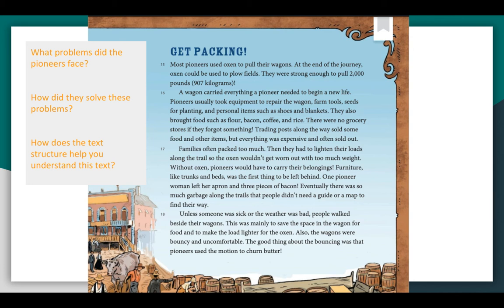How does the text structure help you understand this text? Well, the problem and solution text structure helps us as readers see the problem in the text and how it's solved. The problem was that the pioneers needed all of their necessities in order to move west. However, they didn't have enough room in their wagons, or they were entirely too heavy for the oxen to pull. We saw the solution in the text as well. The pioneers left heavy items like furniture and other belongings in order to lighten the load and survive and make their journey.